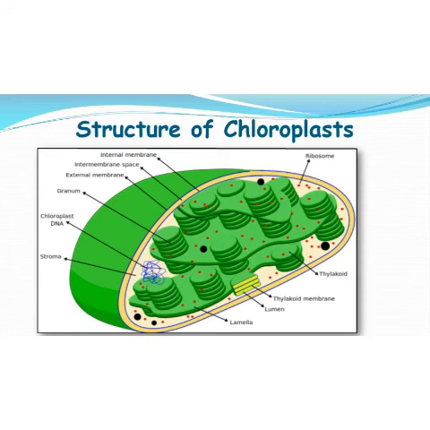We have already discussed that chloroplast is a membrane structure. So we can see here that it has an outer membrane and an inner membrane, external membrane and internal membrane, and within these two membranes there is a space which is the intermembrane space, right?